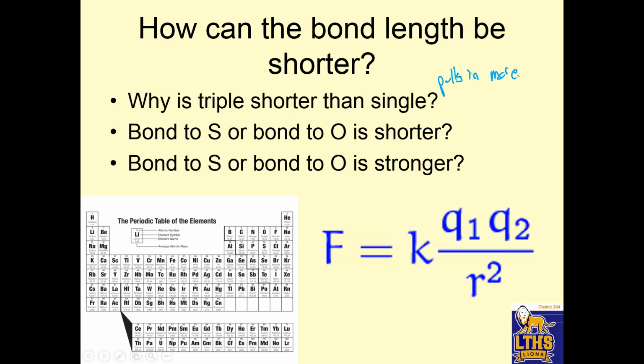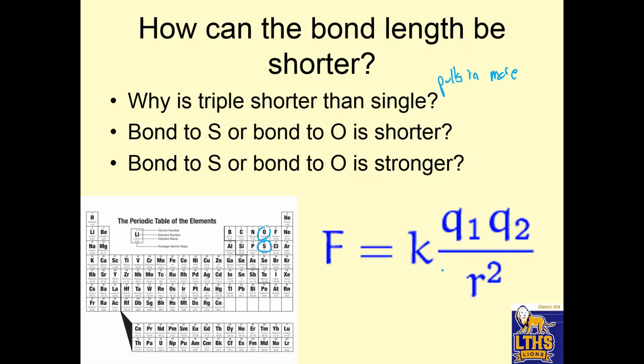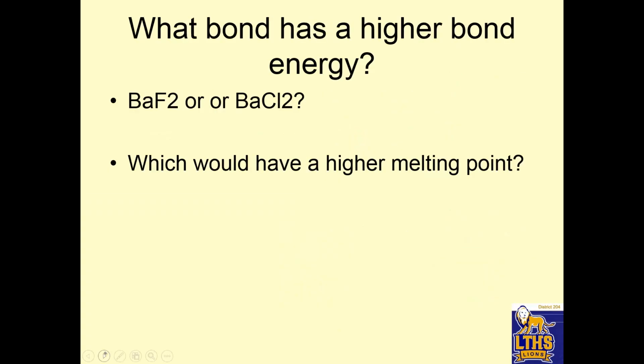So if I'm bonding to S or I'm bonding to O, which one would be shorter? Well, remember, these guys are small, and down here, they are big. Remember how I keep adding energy levels, right? So which one's going to be shorter? Bond to oxygen is shorter, right? So if the bond to oxygen is shorter, then the bond to oxygen is stronger, right? Because I'd be dividing it by a smaller number. And this we'll call bond energy.